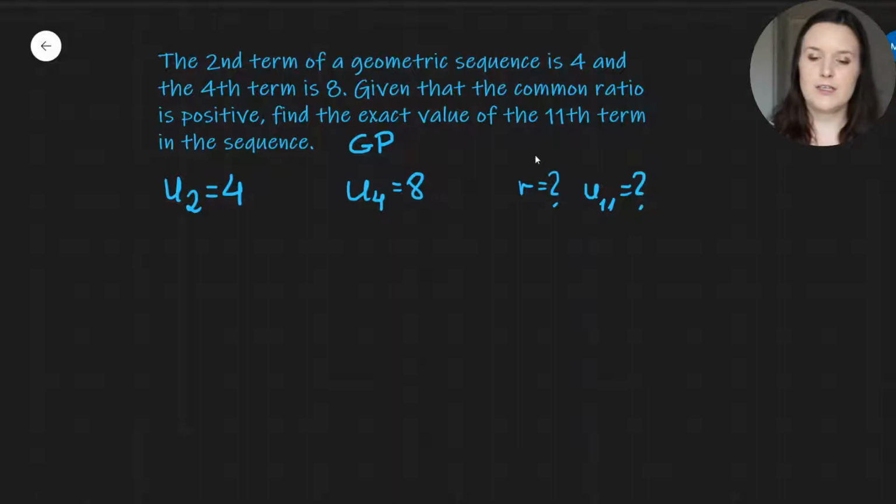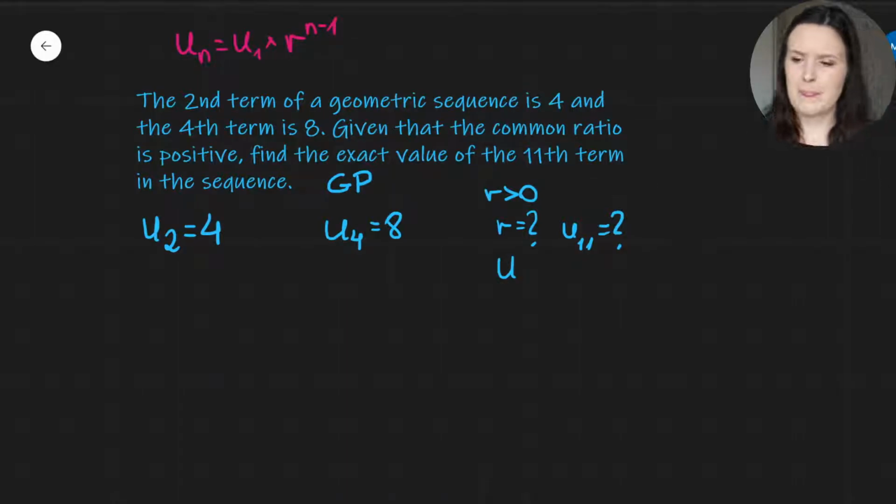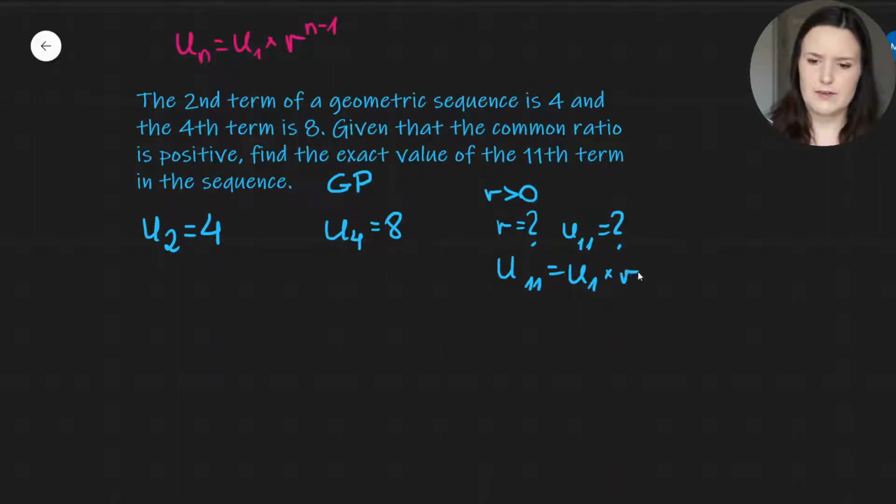Okay, so I don't know the common ratio, I just know it's a positive number. And I would like to find the 11th term. To find the 11th term, I think I will just use the formula. Let me copy the formula one more time. un is u1 times r to the power of n minus 1. Okay, so u11 will be u1 times r to the power of 10.